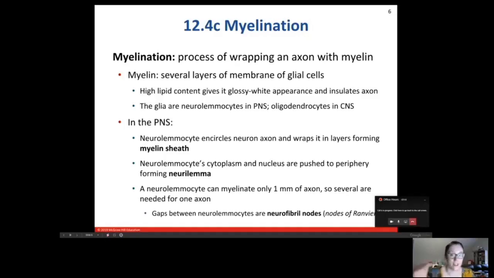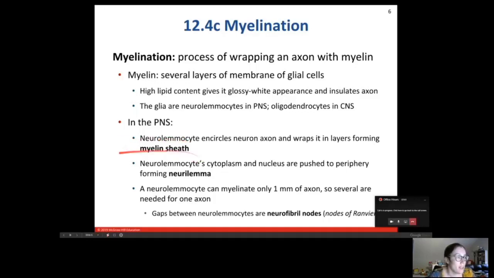So once again, rehashing myelination, this is really important. If we have myelin in general, we are going to be increasing the velocity, or the speed, of that action potential. Myelin is going to be layers of the plasma membrane of those glial cells. So in the peripheral nervous system, it's going to be a neurolemmacyte, which we can also call a Schwann cell, or in the central nervous system, it's going to be an oligodendrocyte. And because there are lots of lipids, it gives a glossy white appearance. It also insulates that axon.